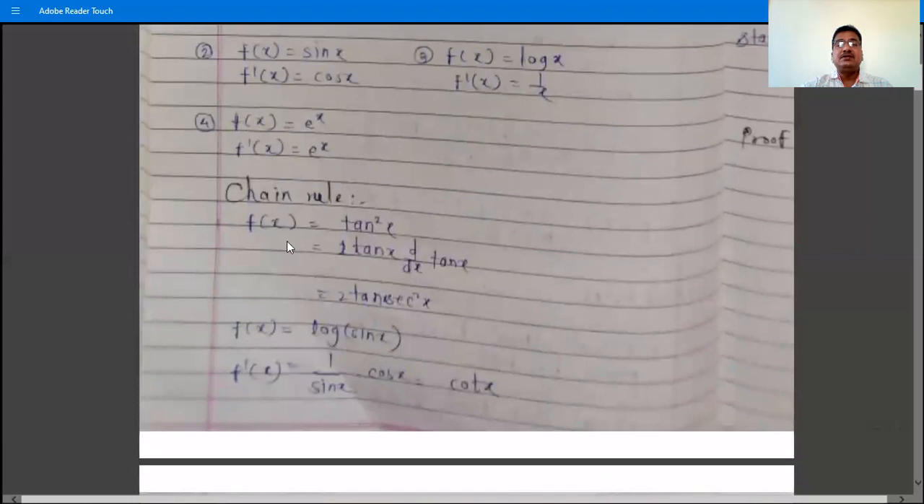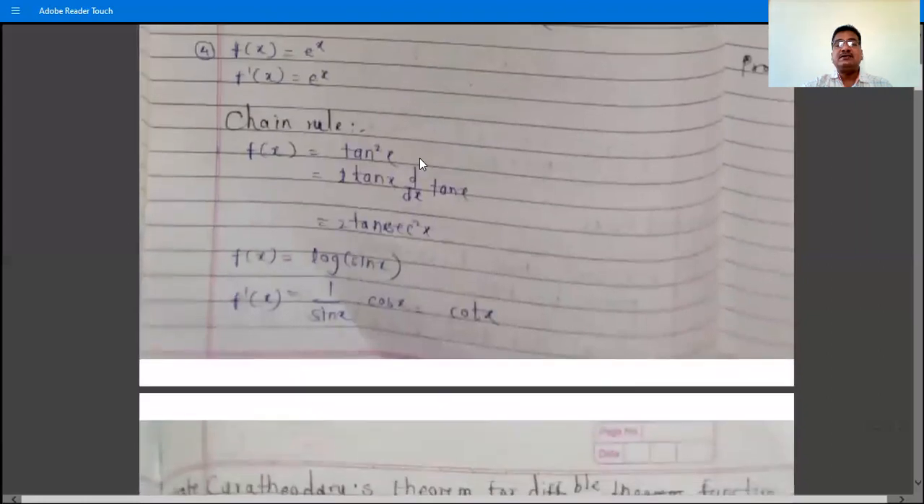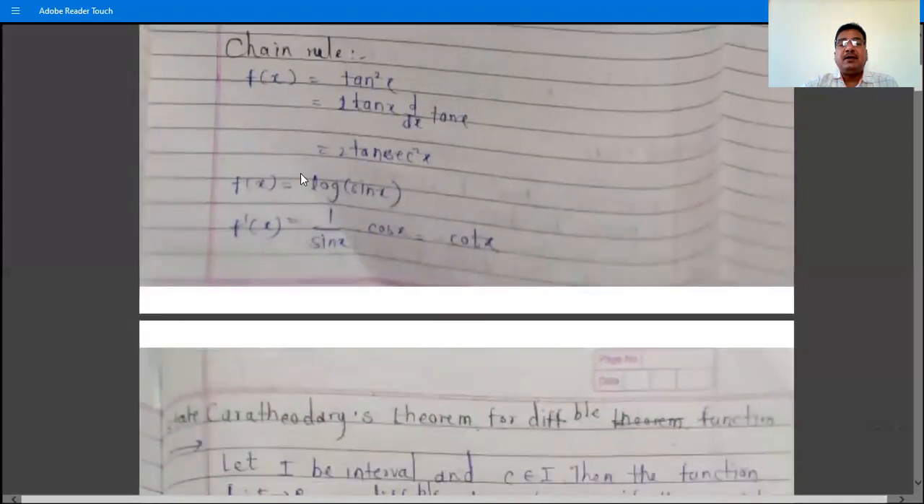Also, the chain rule is there. If f(x) is tan square x, then its derivative is what? 2 tan x into the derivative of tan x, that is sec square x. So 2 tan x sec square x is the derivative of tan square x. The derivative of x square is just 2x, but the derivative of tan square x is not 2 tan x. It is 2 tan x into the derivative of tan x. That is the chain rule. If f(x) is log sin x, then its derivative is 1 by sin x into cos x, since the derivative of sin x is cos x. The derivative of log x is 1 by x, but the derivative of log sin x is not just 1 by x. It is 1 by sin x into the derivative of sin x, that is cos x by sin x, which is cot x.